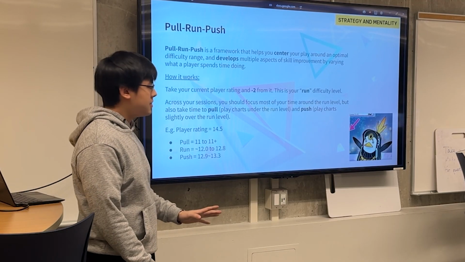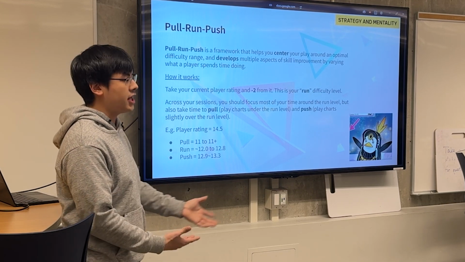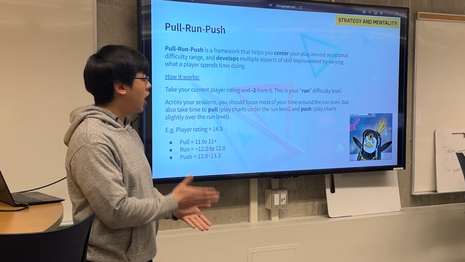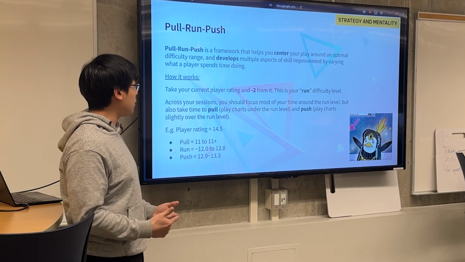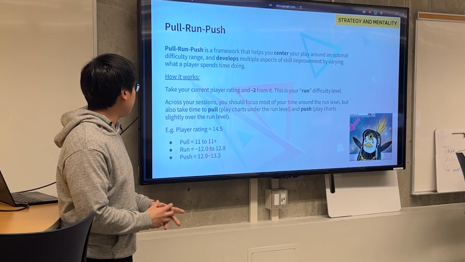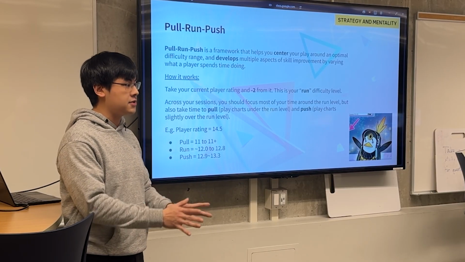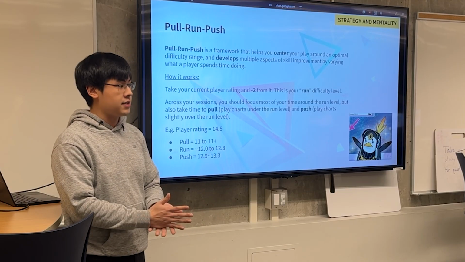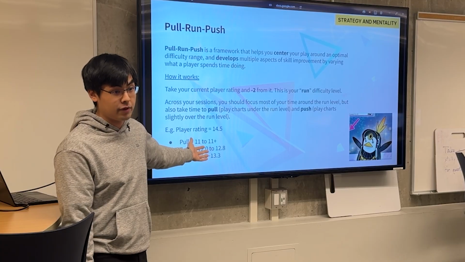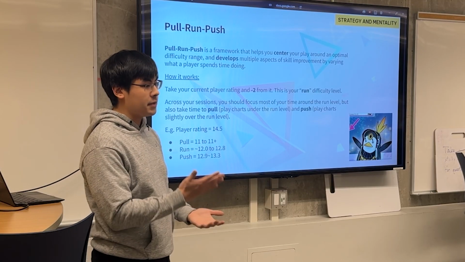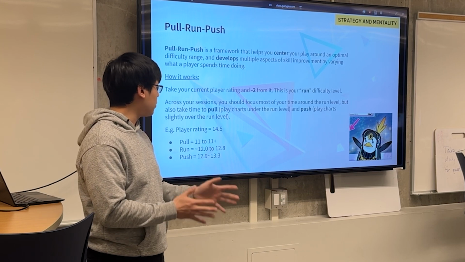So with that in mind, I'm going to introduce the concept of pull, run, push. So pull, run, push is a framework that helps you figure out what the optimal difficulty range is to play for Chunithm, and also helps you develop multiple aspects of skill. So how it works is that you take your current rating, whatever it is, you deduct 2. So that would be your run difficulty level. So for example, if we have a player rated 14.5, we would deduct 2 from that, that'd be 12.5. So they should focus on their run level being around 12 to 12.5, right?